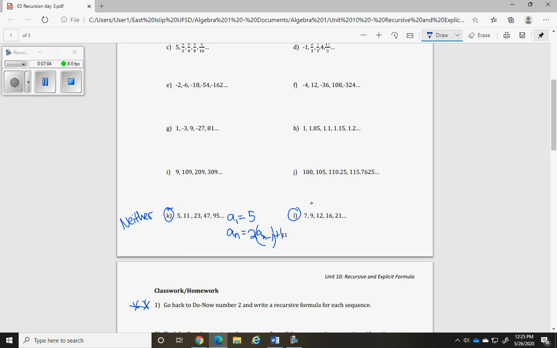So let's do this next one because this is also a neither. Looks like I'm adding on 2, and then 3, and then 4, and then 5. This is one where I'm adding on the next higher number. I'm not adding on the same number, I'm adding on the next integer that comes in line. So the first term is 7.